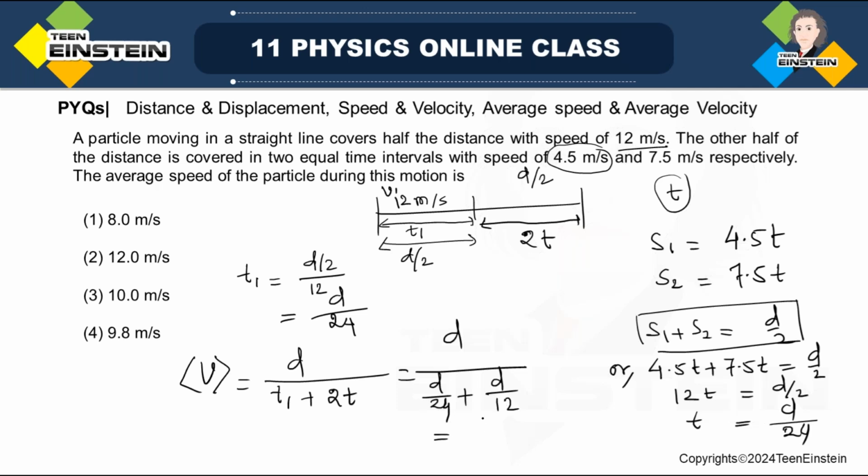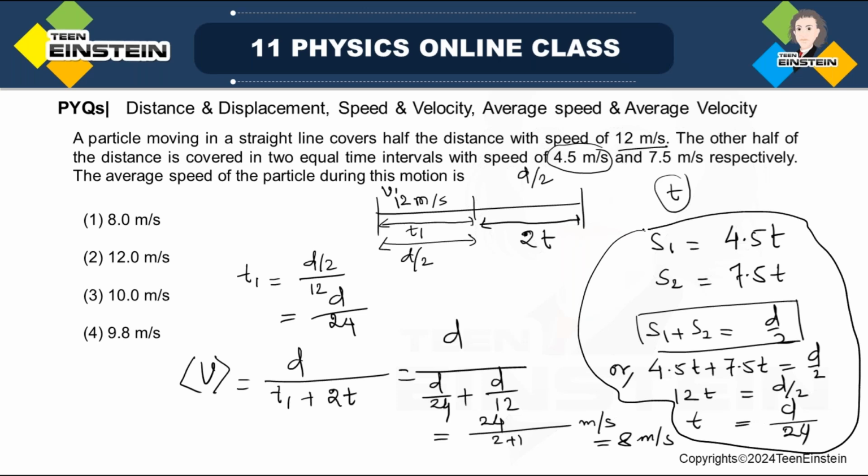So from here what do we get? 24 in the numerator, d I can cancel. Just do the simplification. It will be 2 plus 1, and this is in meters per second. That means this is 8 meters per second. So this will be the average speed. I hope, dear students, you have understood this.